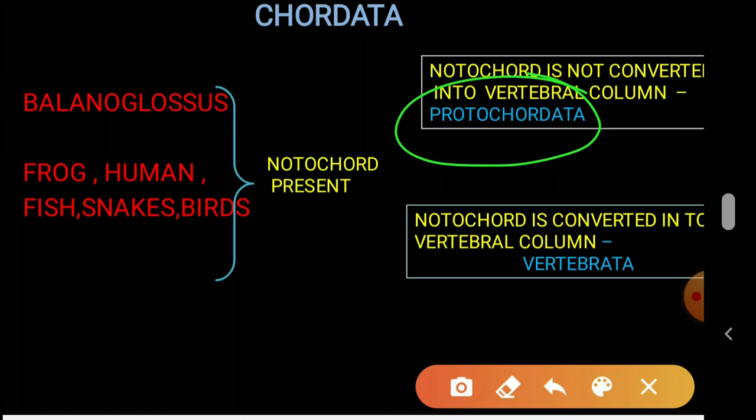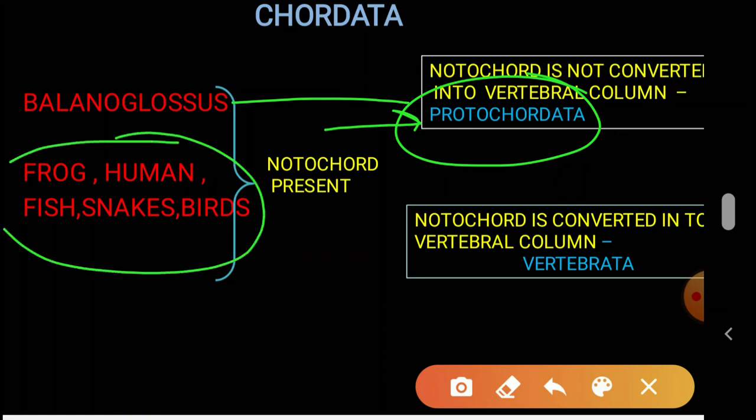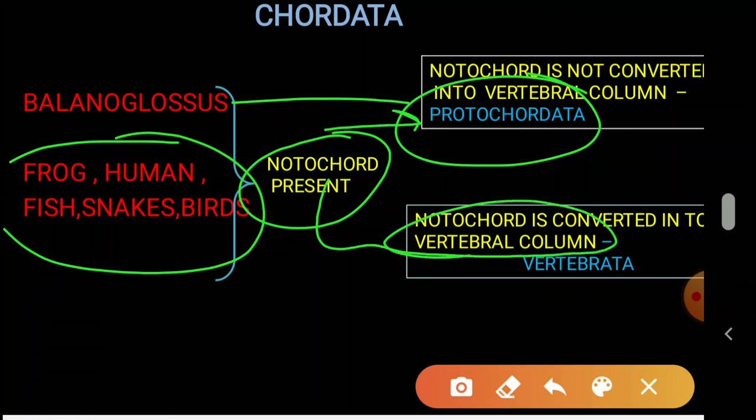Notochord is present, but it is not going to be converted into vertebral column. That organism is called protochordata. Example is balanoglossus. Now next, in these organisms notochord is present during the embryonic stage before birth, but that notochord is converted into vertebral column. Those organisms are called vertebrata. For vertebrata, we have to remember that vertebral column is present. For protochordata, notochord is present throughout life without being converted into vertebral column.